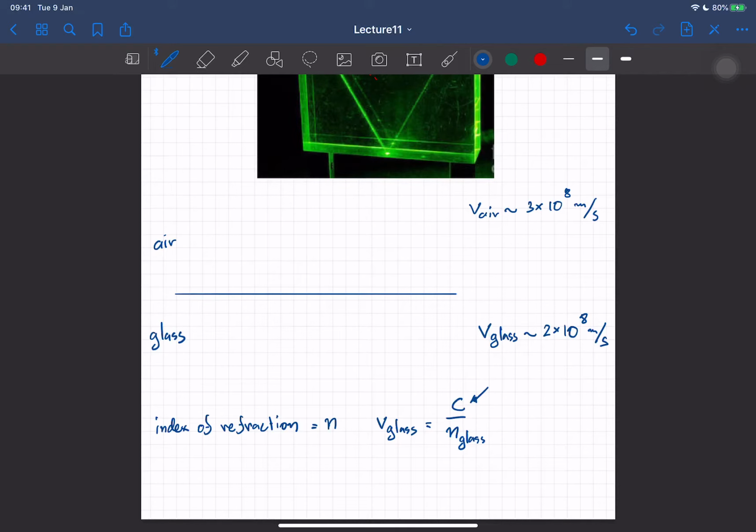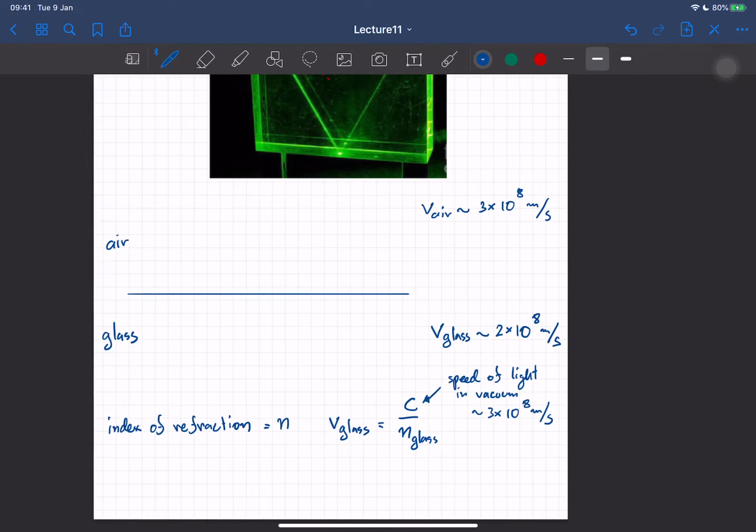And c here is the speed of light in vacuum, which is about 3 times 10 to the 8 meter per second. Strictly speaking it's not 3 times 10 to the 8 but 299 point something. I don't remember the number, but it's close enough, so we're gonna use this number. So if you know the index of refraction of any material, and I'm gonna give you a glimpse of that.